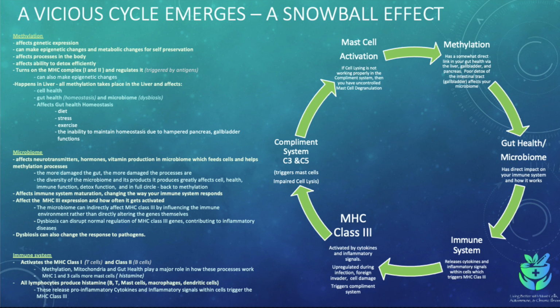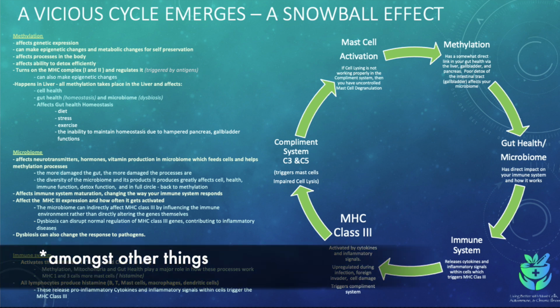The major histocompatibility class 3, activated by cytokines and inflammatory signals and upregulating during infection, foreign invader, and cell damage, triggers the complement system. Because the complement system is a domino effect, C3 and C5, when it gets to that stage, triggers mast cells and impaired cell lysis. Now remember, cell lysis is that team that goes to the cell and drills into it and does the MAC attack and gets rid of the pathogen or the damaged cell or infected cell. So when the complement system triggers C3 and C5, we're triggering mast cells and impaired cell lysis, which means it's harder for you to fight infections.